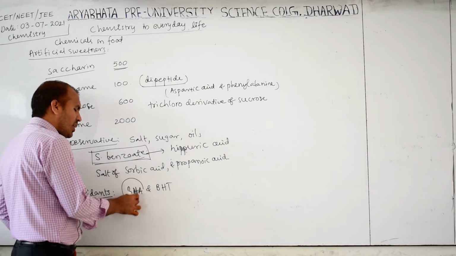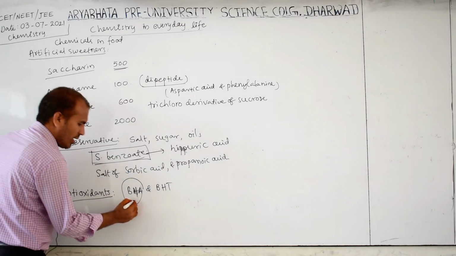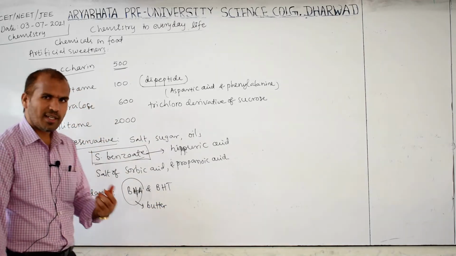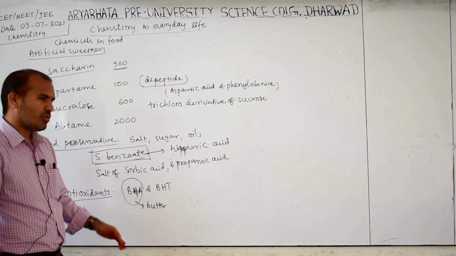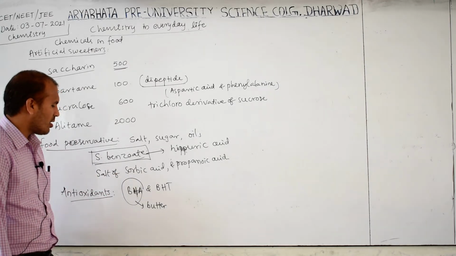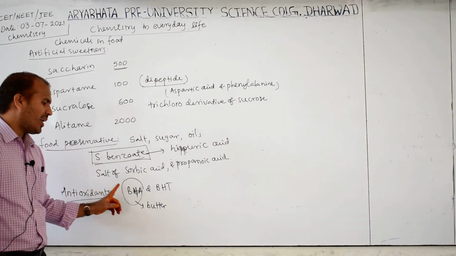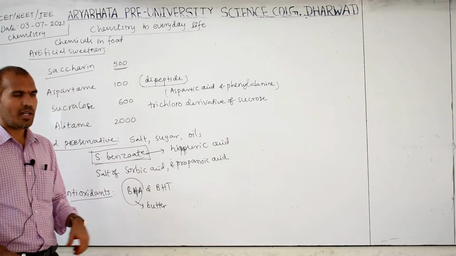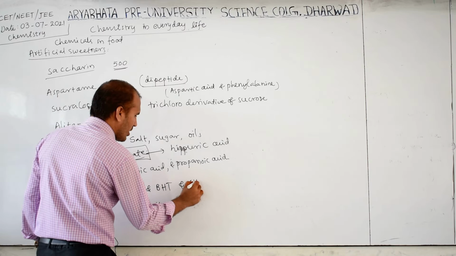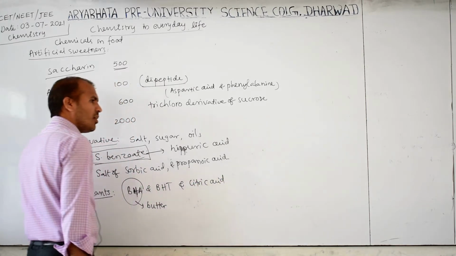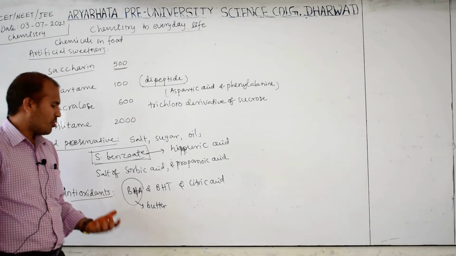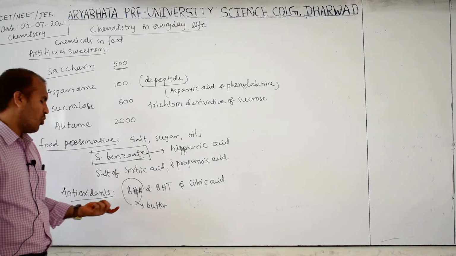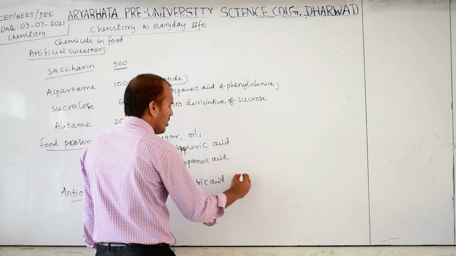For example, BHA is used as an antioxidant for butter. If you use BHA for butter, its lifetime will be increased. So 1 month, 2 months, 1 year also, that lifetime will be increased when you add the antioxidant. Sometimes this mixture of BHA and BHT, both along with citric acid, is used for a more effective purpose. If you use these three in combination, then that antioxidant property will be more.